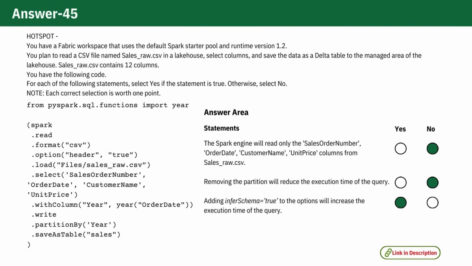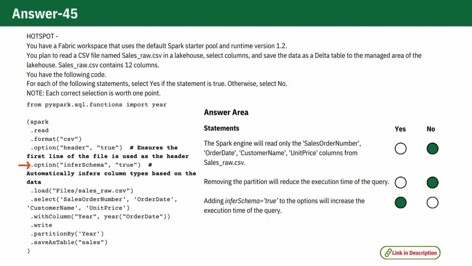And a little side note, though it's not directly asked here, if inferSchema as true were included in the code, Spark would attempt to read only the specified columns directly if it can effectively parse the CSV structure on the first read. This optimization could potentially change the answer to statement 1 to yes, as it would allow Spark to bypass unnecessary columns right from the start.